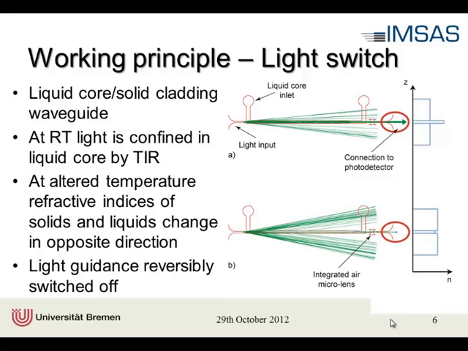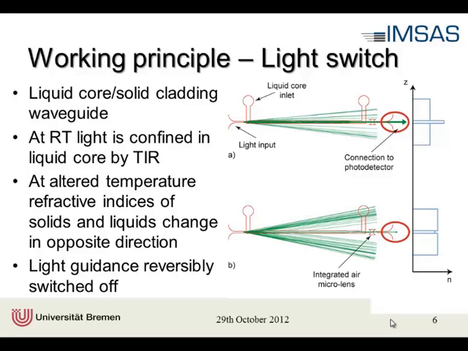Light is coupled onto the chip into the liquid core solid cladding waveguide on this side, and at room temperature, most of the light is guided within the core of this waveguide and reaches the output, while if we apply a temperature change, the indices of refraction of core and cladding change, which reversibly switches off the light guidance, which is shown in this lower schematic.